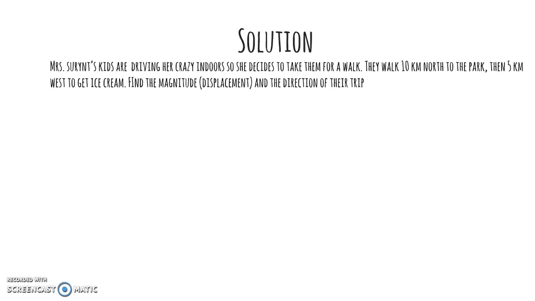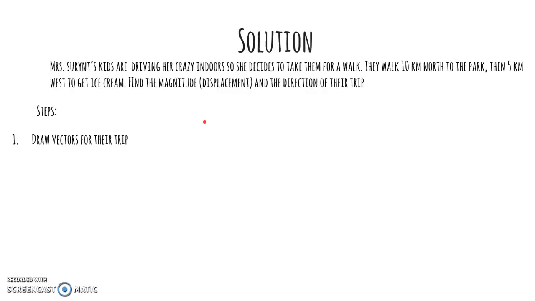Now here's the solution to the problem involving Miss Sorrent. Miss Sorrent's kids are driving her crazy indoors, so she decides to take them for a walk. They walk 10 kilometers north of the park, then 5 kilometers west to get ice cream. Find the magnitude, which is the displacement, and the direction of their trip.